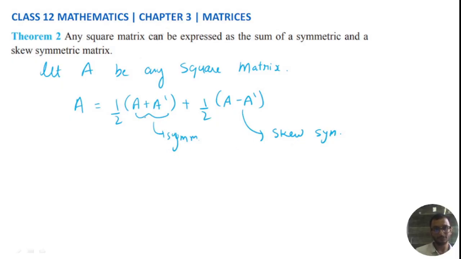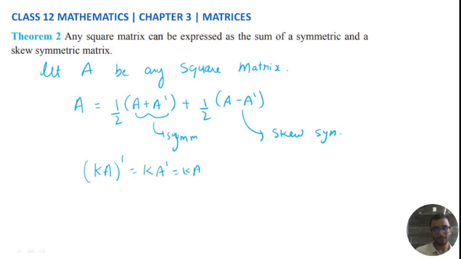So you have written A as a sum. Now if A is symmetric, then will kA be symmetric or not? Why? Because what will be kA transpose? It will be k into A transpose, and A transpose is A.